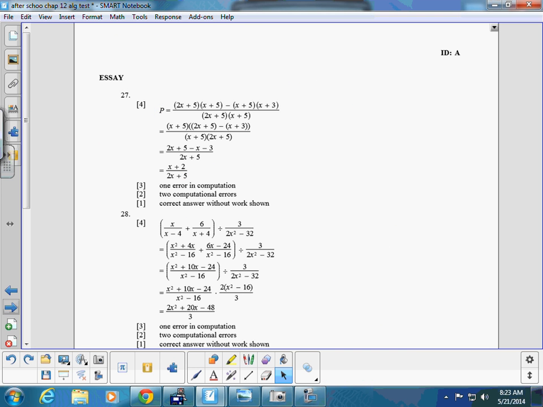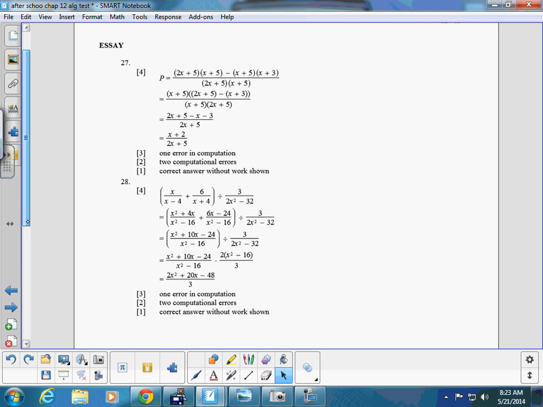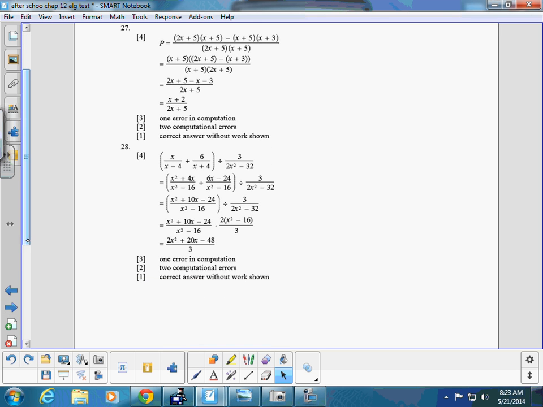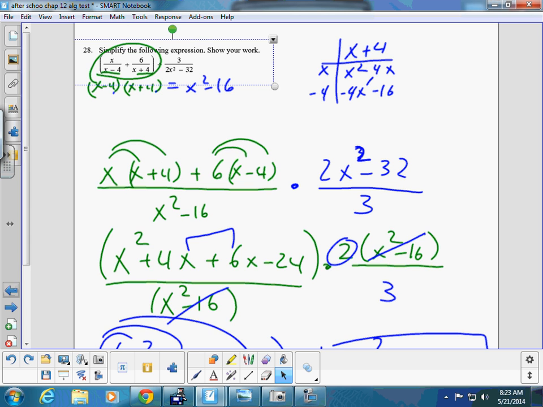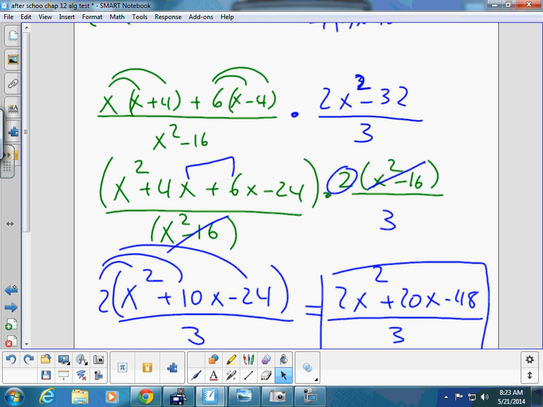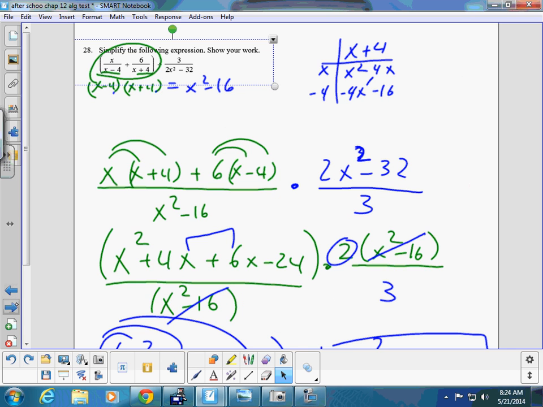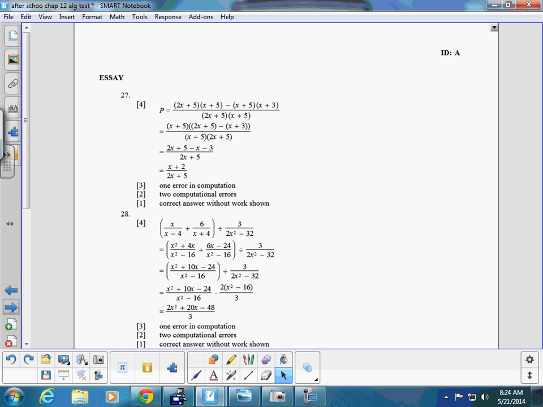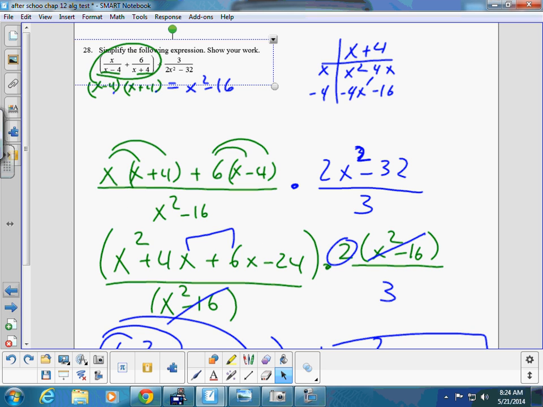Let me again scroll to the answer key here. So this would be 28. That looks pretty good. 2x squared. Okay, so this is the answer key for this one here. Is this right? This doesn't look right. Something's wrong here. I think I see what I did wrong with that one. Okay, so 27. I apologize.